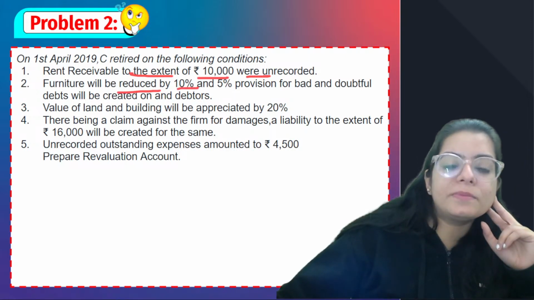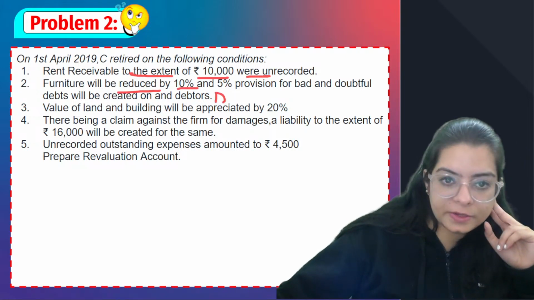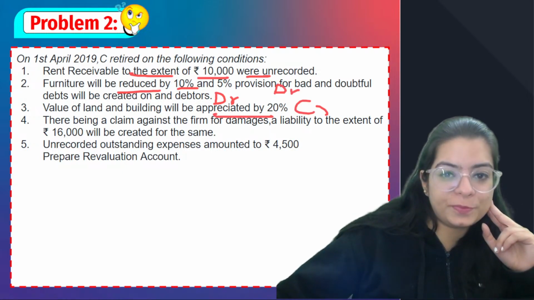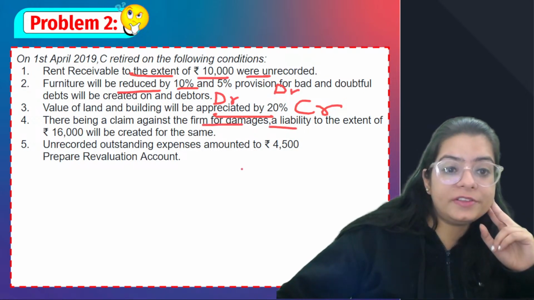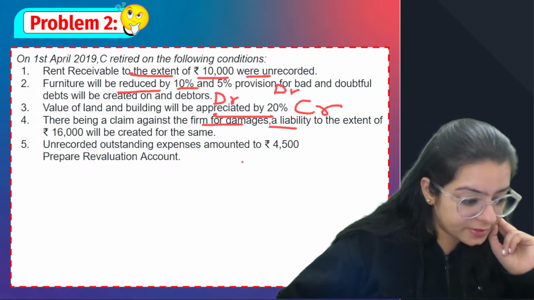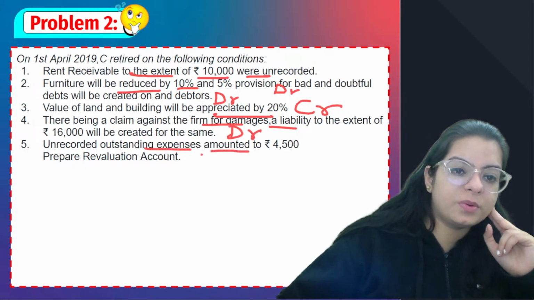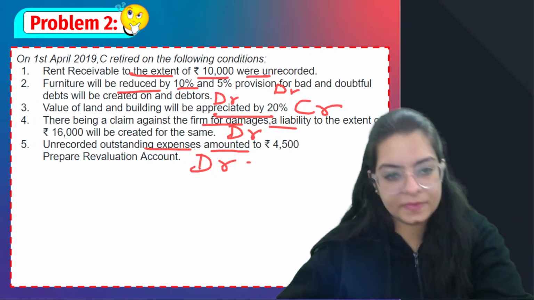Furniture reduced by 10%, it's a loss, debited. Provision, debited. Land and building was appreciated by 20%, credited. Being a claim for damages will be created, a loss has come, a liability has come, debit. Unrecorded outstanding expenses, debited.